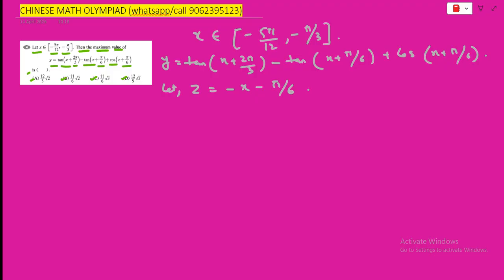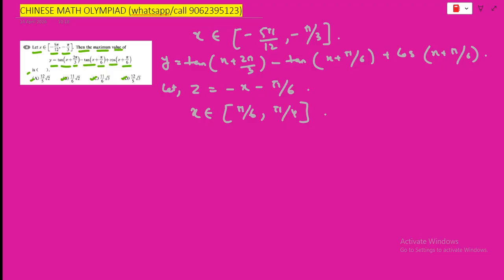Now given x belongs to [-5π/12, -π/3], right? Now convert it to z. After substitution we get what? z belongs to [π/6, π/4], right? Now whenever you see multiple trig terms with shifted angles, try the substitution to reduce the chaos into simplicity.